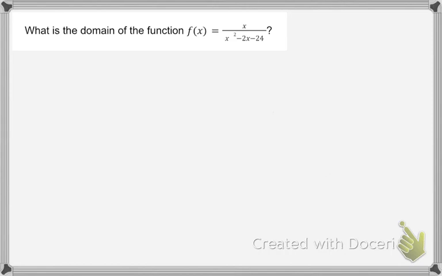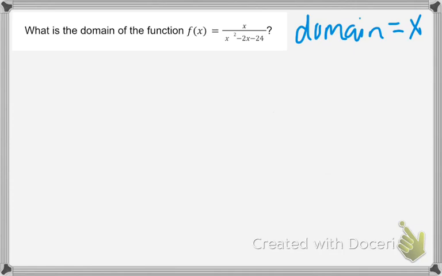So here we have a problem that states, what is the domain of the function f of x equals x over x squared minus 2x minus 24? What we need to remember here is that domain refers to our x values, so all possible x values we can have for the function.